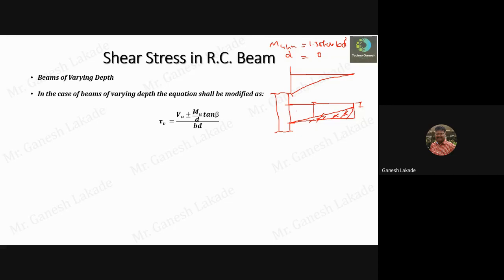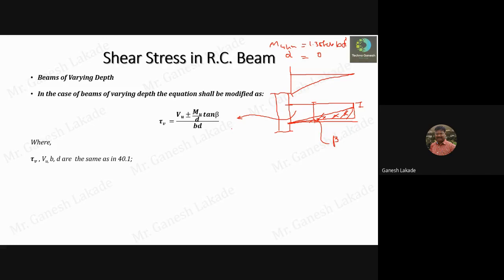Okay, if you have varying depth, then while calculating shear force or shear stress you have to use this equation: VU plus minus MU upon D into tan beta, divided by B into D. Okay, now what is this beta? Beta is nothing but the angle between this inclined plane and the horizontal. This angle is called beta. As an example, I will explain on the next page.